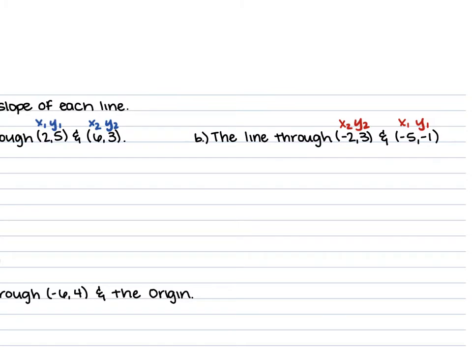So again, we're going to use that slope formula, y2 minus y1 over x2 minus x1. So this is going to give us m is equal to 3 minus -1 all over -2 minus -5. Those two negatives next to each other turn into positives, so we're doing 3 plus 1, which is 4, and -2 plus 5, which is 3. So our slope is just 4/3.